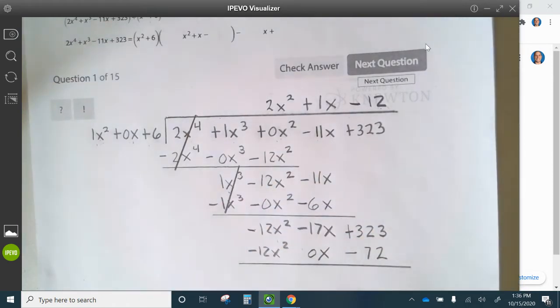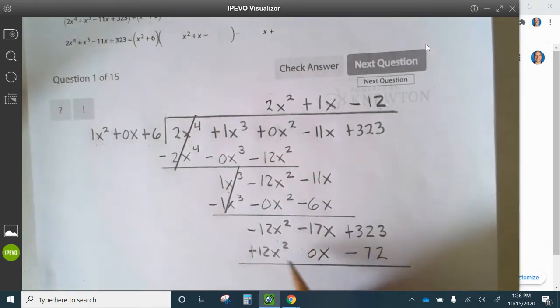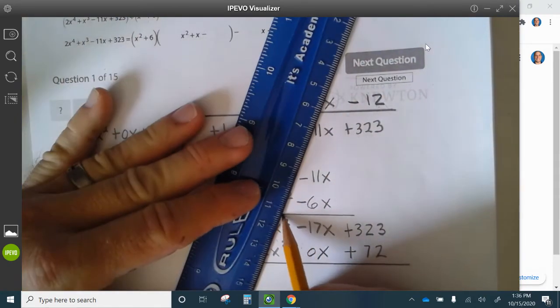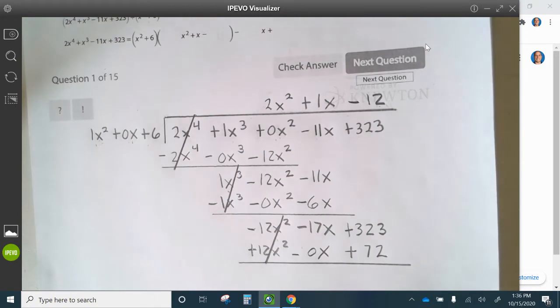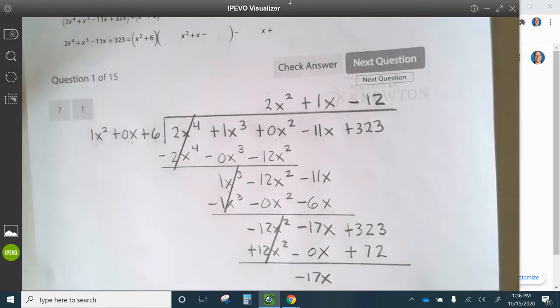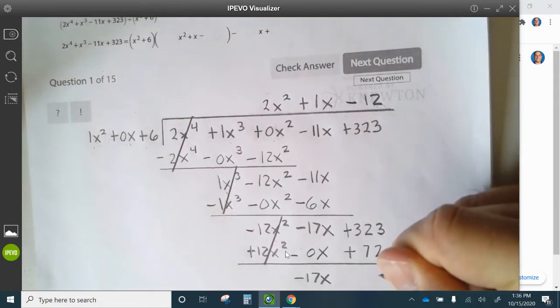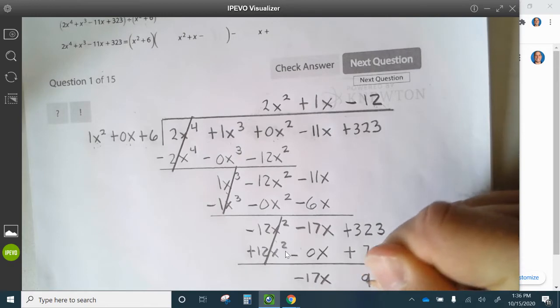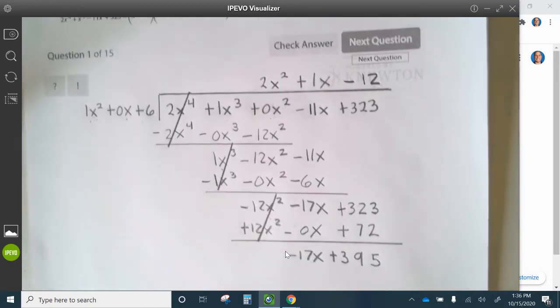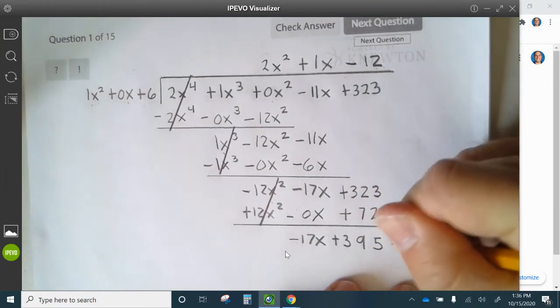Okay, now we subtract. When you subtract a negative, that becomes positive. So again, the first term canceled. So then you're left with negative 17x, and then 323 plus 72 is, we can just add vertically, that's 5, that's 9, and that's 3, so it's plus 395. Okay, which is the remainder.